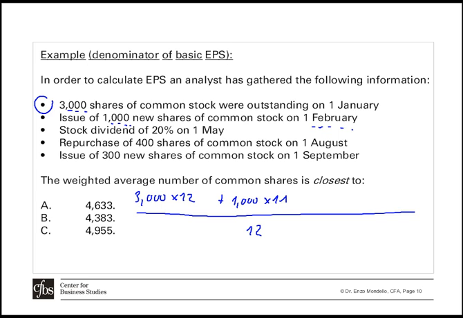And now, under IFRS and US GAAP, we are restating the figures. That means we are retroactively restating the figures. So we have to go back now to the 3,000 shares at the beginning of the year, and multiply that by a restatement factor of 1.2. So after the stock dividend, the common shareholders will have 3,600 common shares. Then we have to restate the 1,000 shares purchased on 1st of February, again using the restatement factor of 1.2.